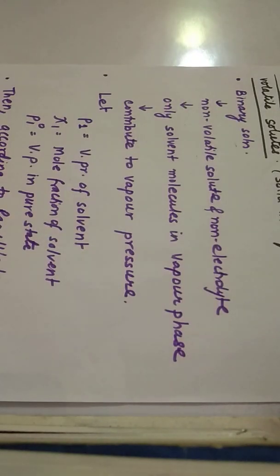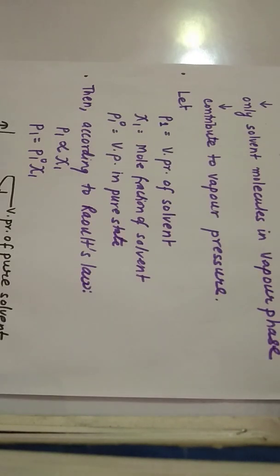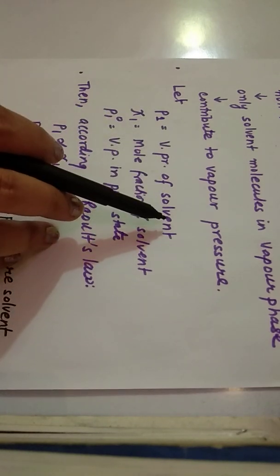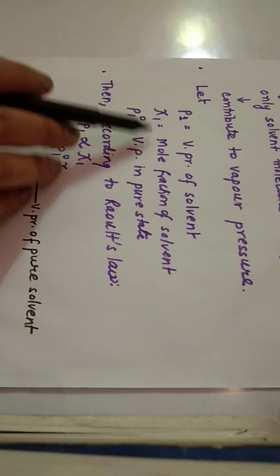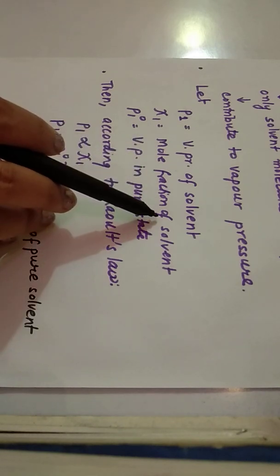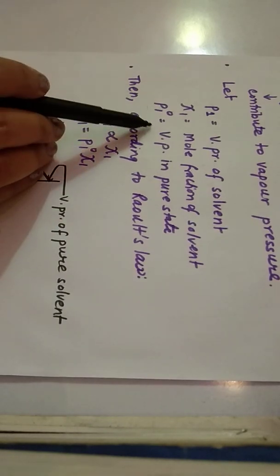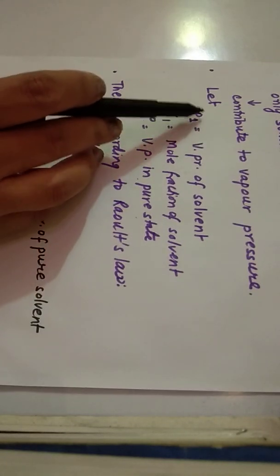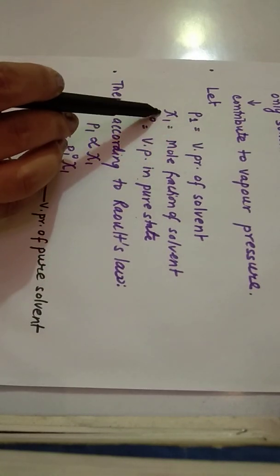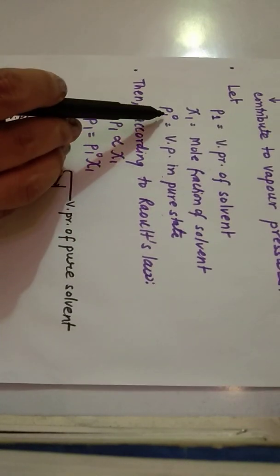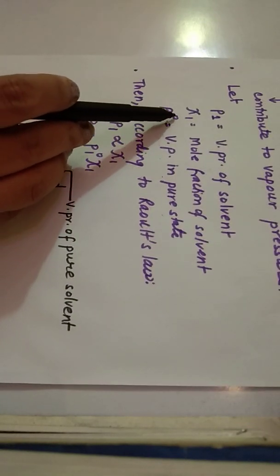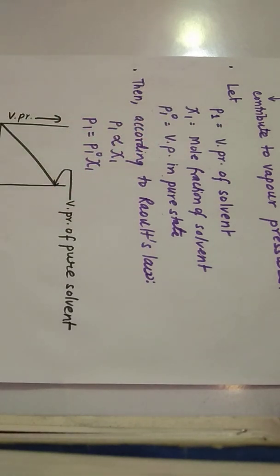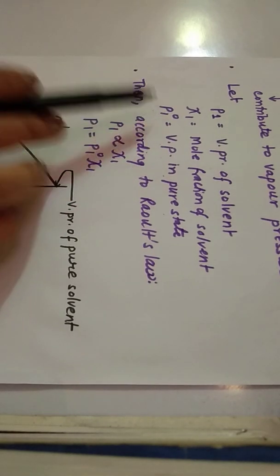So children, here suppose P1 is the vapor pressure of the solvent you have taken, X1 is the mole fraction of the solvent, and P1 naught is the vapor pressure in pure state. So this is the vapor pressure of the solvent, this is the mole fraction of solvent, and this is the vapor pressure in pure state. I have told you whenever it is P1 naught, it is in case of pure state. So it is vapor pressure in pure state.